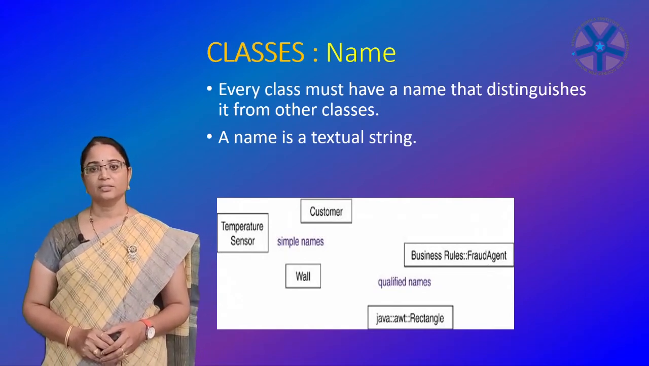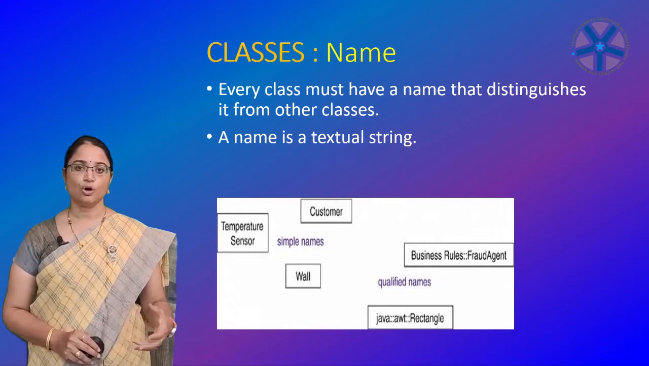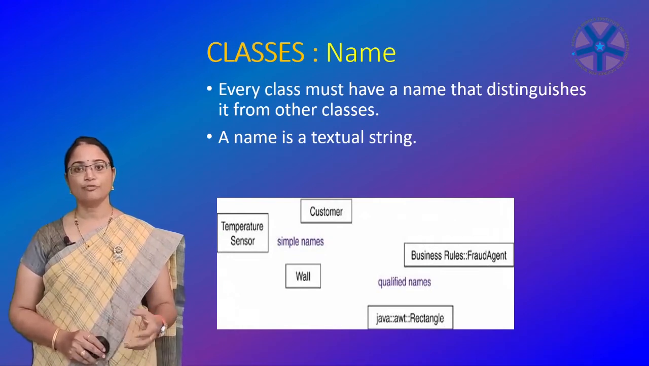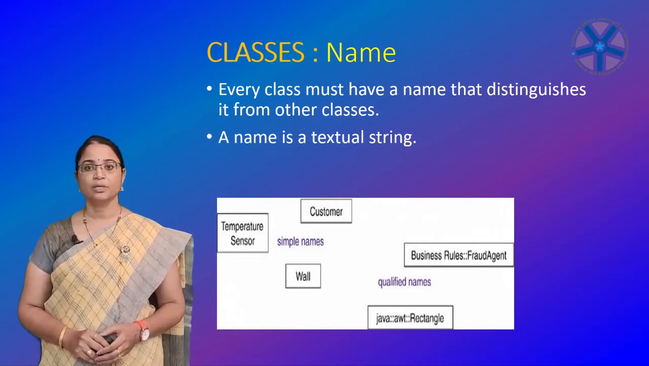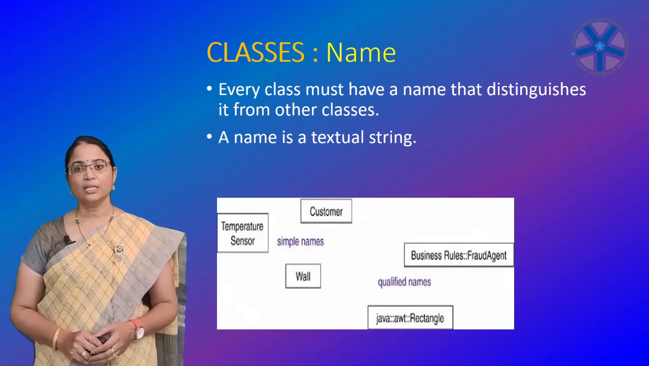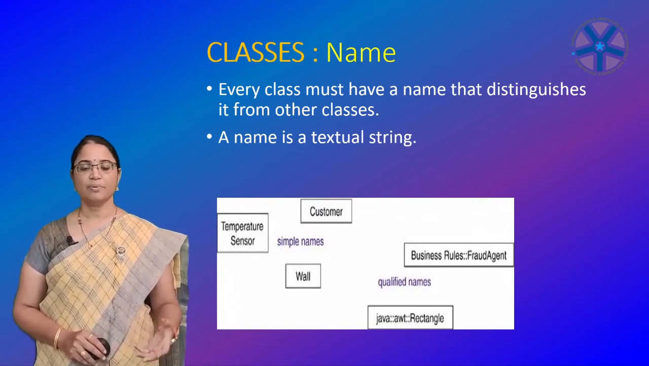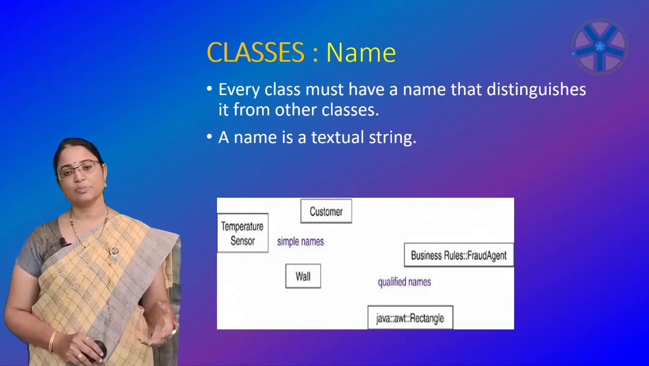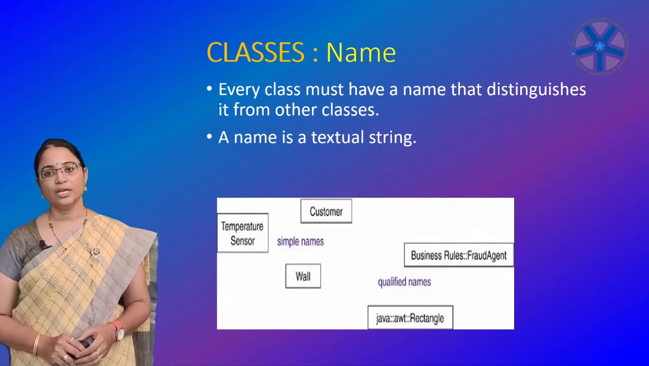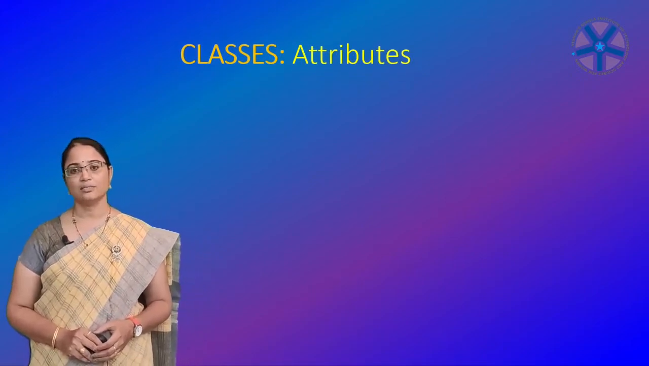And in practice, class names are short nouns or noun phrases drawn from the vocabulary of the system you are modeling, and typically you capitalize the first letter of every word in a class name, as in Customer or TemperatureSensor. If you take Customer, C will be capital. If you take TemperatureSensor, then T and S are the capital letters. This is how you need to name the classes.